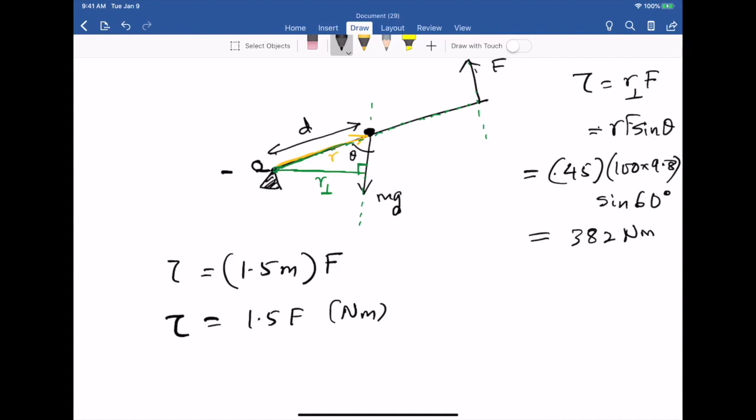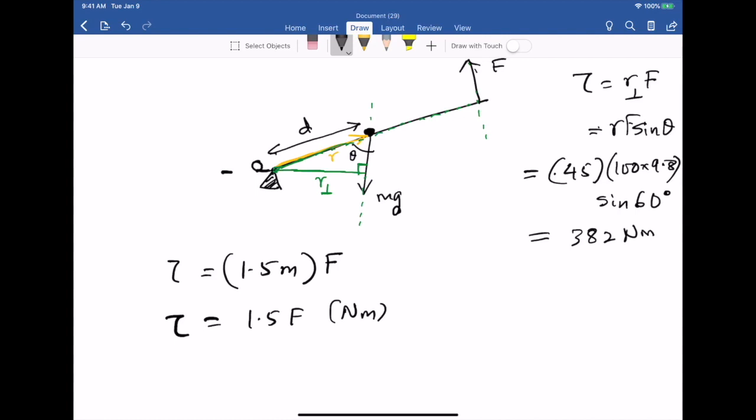Now, the rod is at rest. We're going to learn in the next chapter that when an object is at rest, if it's at rest indefinitely, not just at rest for one moment, but indefinitely, then all the torques on it balance out and all the forces on it balance out as well. And that's pretty much the entire content of chapter 11.